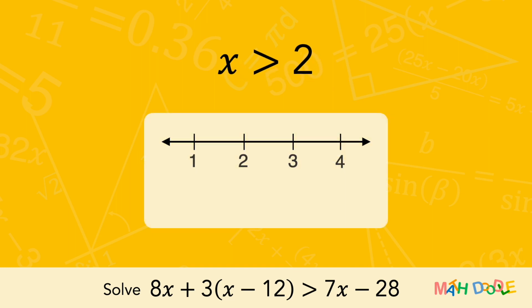To graph this on the number line, let's shade in all the numbers to the right of 2. Then, let's put a parenthesis at 2 to show that the solution does not include 2. Also, this can be written in interval notation. Here, we use the symbol infinity, since there is no upper end to the solution.